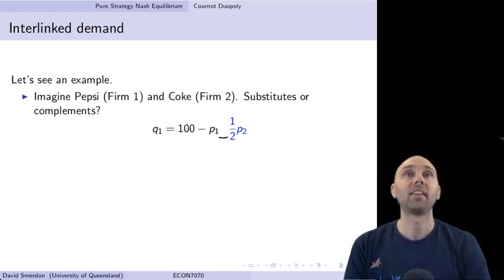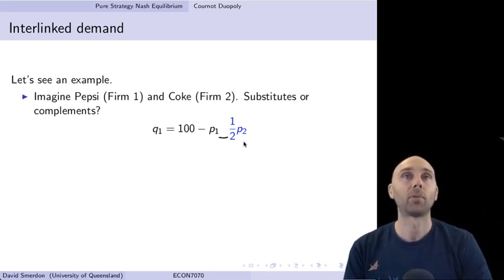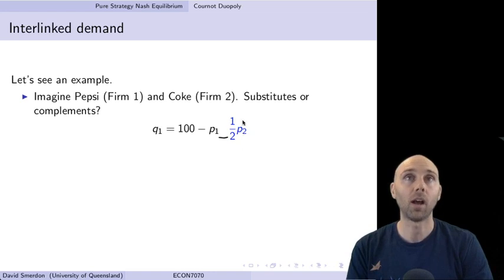Well, these are substitutes for each other, and as such, when the price of Coke goes up, more people are going to want to switch to Pepsi. So there should be a positive relationship between the price of Coke and the quantity demanded of Pepsi, and that gives us a plus sign.